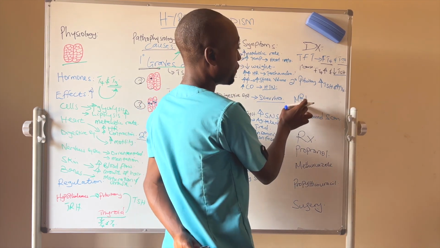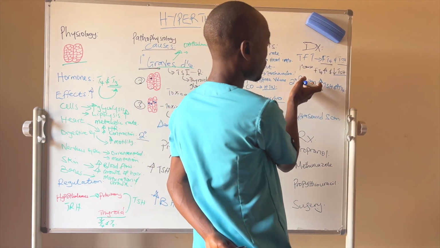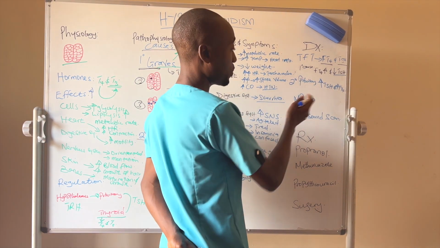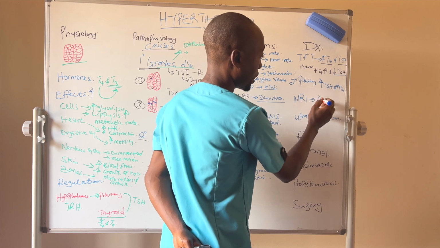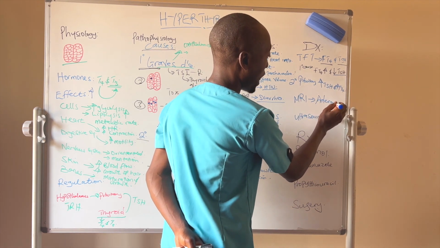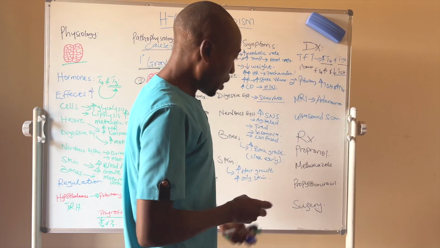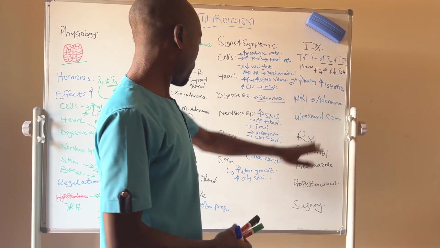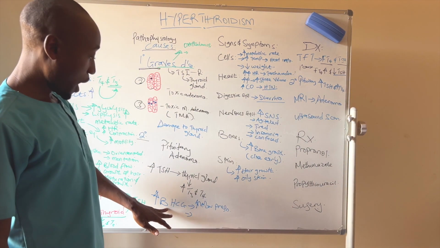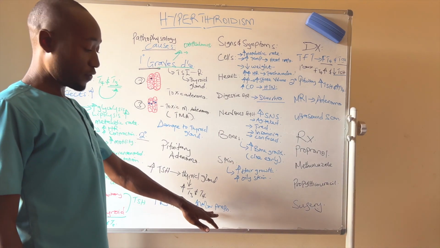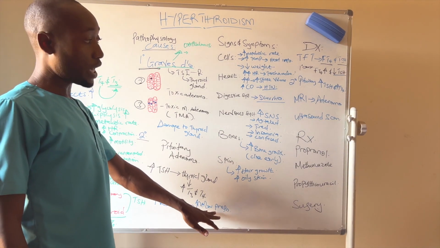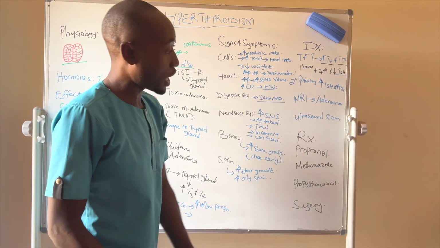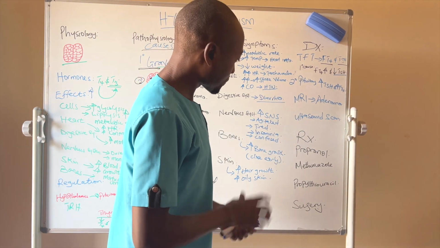Then also, if you find out it is a secondary cause, you can do an MRI, and this can help you to locate where there is an adenoma. Also, you can do an ultrasound scan. This is in cases where we looked at beta HCG, where someone has a molar pregnancy or maybe a choriocarcinoma. An ultrasound scan can help you to rule that out.